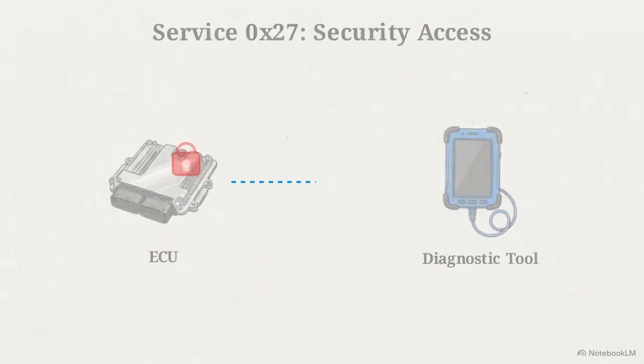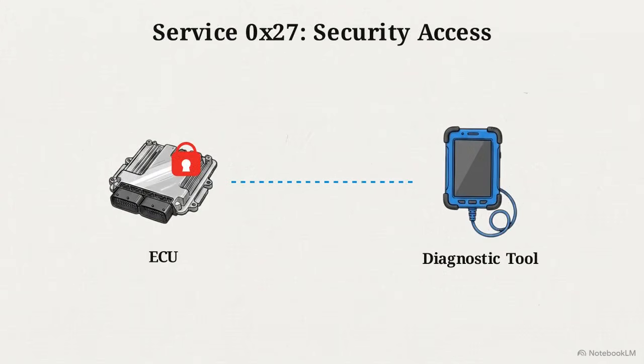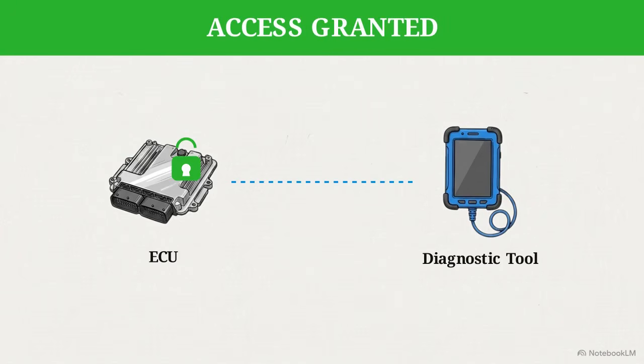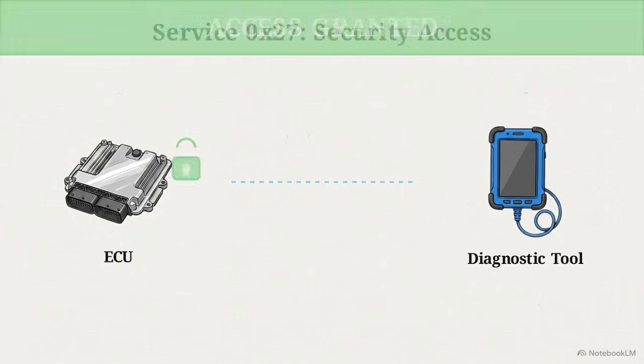This sequence illustrates UDS service 0x27 security access. The ECU sends a randomized seed to the tool, which calculates and returns the correct key to unlock the memory. Confirm the interface displays an access granted message before proceeding.